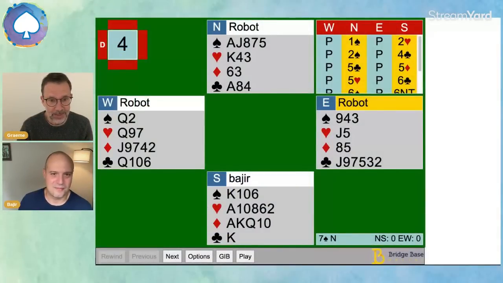Oh, actually, there's another question. What is the best contract on that hand? Now, I know you can see the east-west cards, but just looking at the north-south cards, what contract would you actually want to be in? Would you want to be in 4 spades, 6 spades, 6 no trump, 7 spades, 7 no trumps? All right. Leave it there. Put your money where your mouth is.